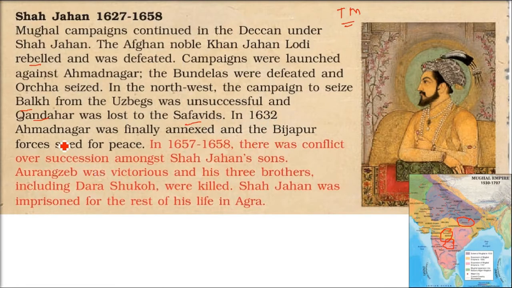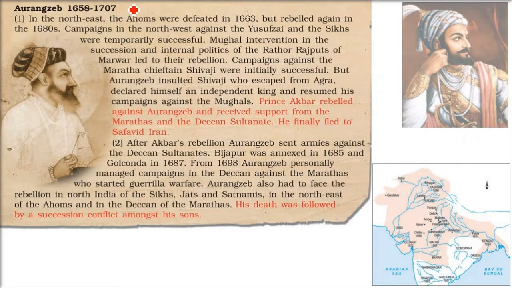In 1632, Ahmednagar was finally captured, and with Bijapur there was a treaty; the forces sued for peace. In 1657, 1658, there were problems among his descendants. One was Akbar, another Dara Shikoh, and others also. Aurangzeb, the son of Shah Jahan, finally killed all his brothers, including Dara Shikoh.